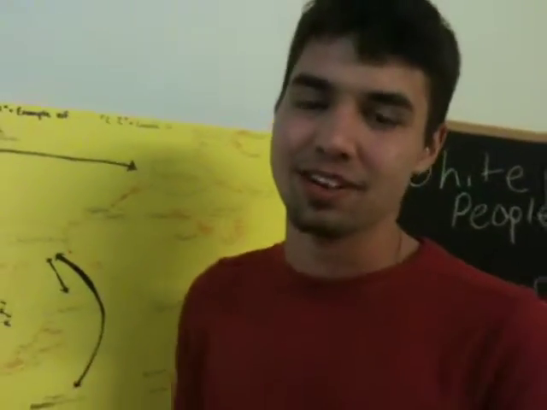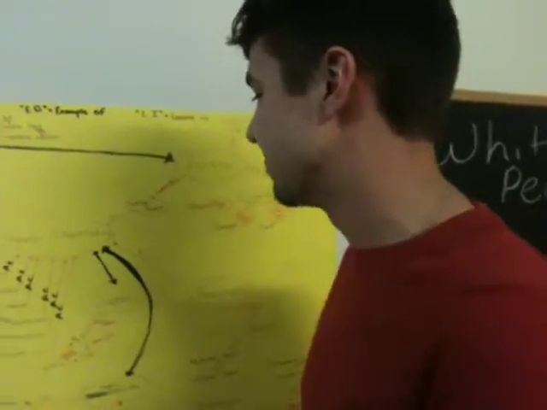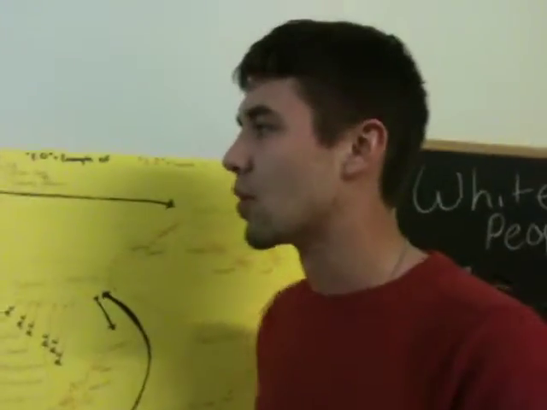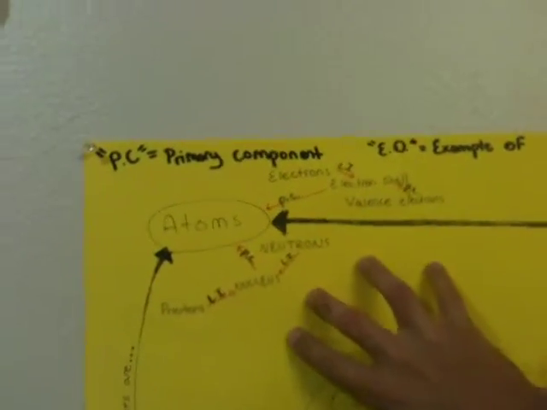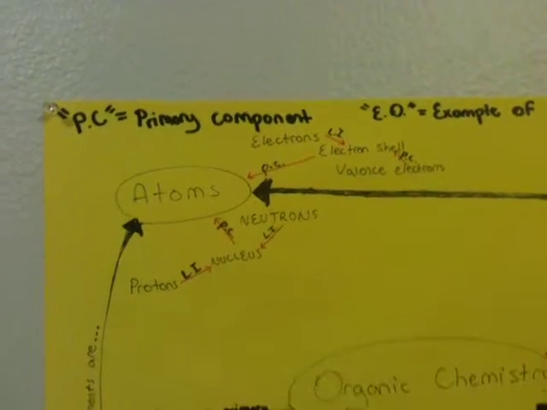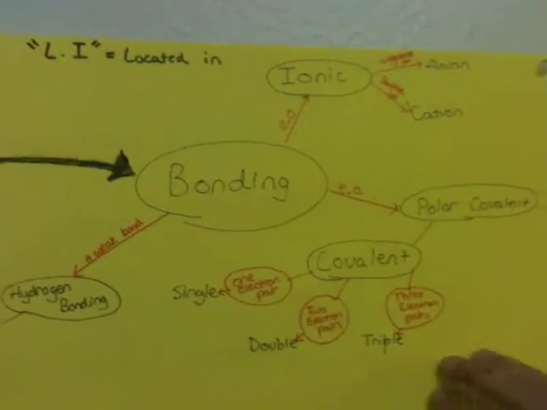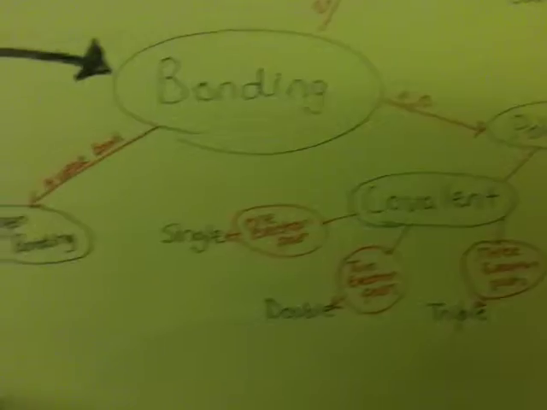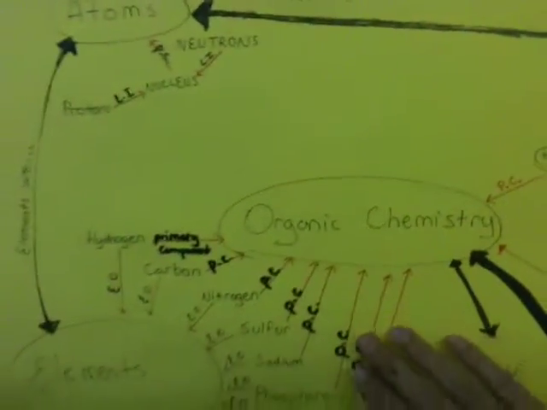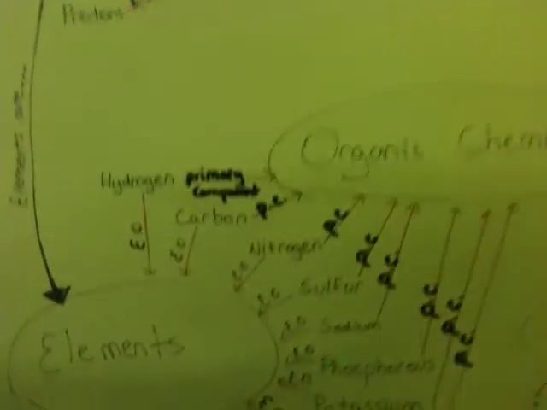We're about to do a once-over to make sure that you can see it, so that I can get credit for it. So let's go ahead and give this a once-over. We've got the atoms area, and you can see the bonding area over here, with special emphasis on covalent bonding. And then, of course, we've got the organic chemistry area, which links up very strongly with the elements area over here.